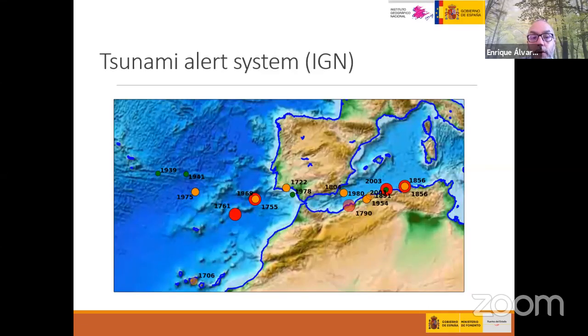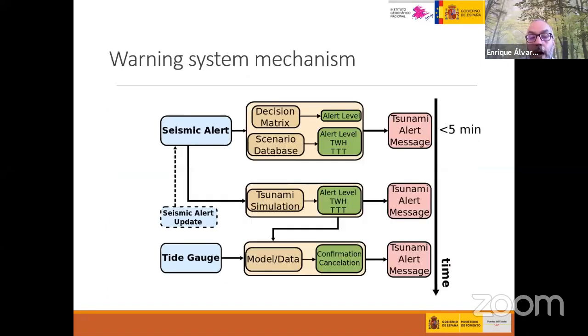And now we have connected, you can see here a map of the tsunami generation areas. You know that in the south of Spain and Portugal, we have this famous devastating tsunami of 1755. It's an area prone to tsunamis. So what we have done is to link our tide gauges to the tsunami warning system of Spain.